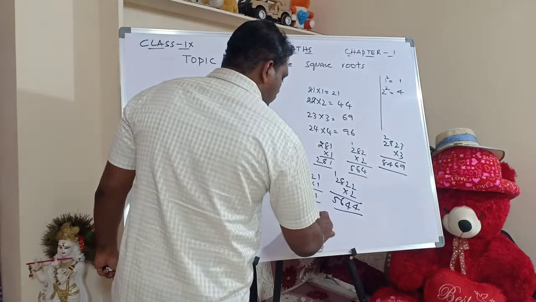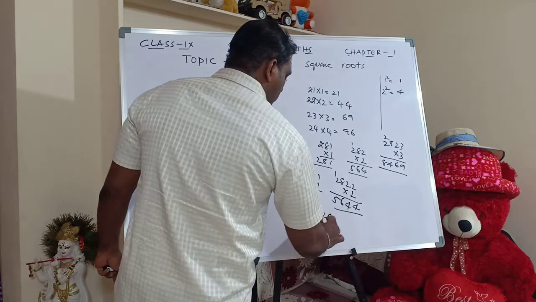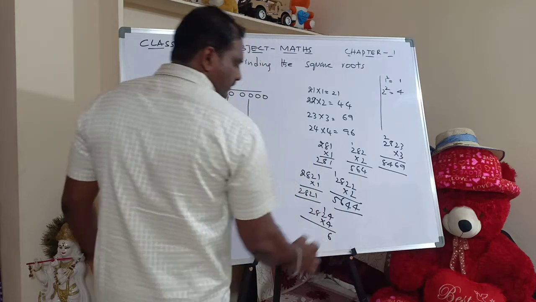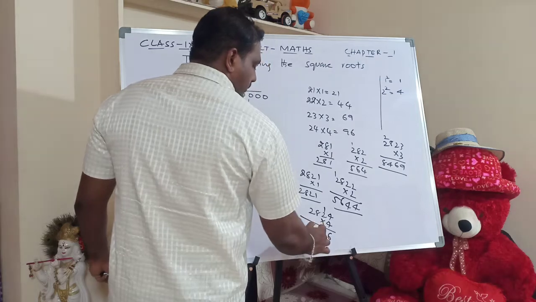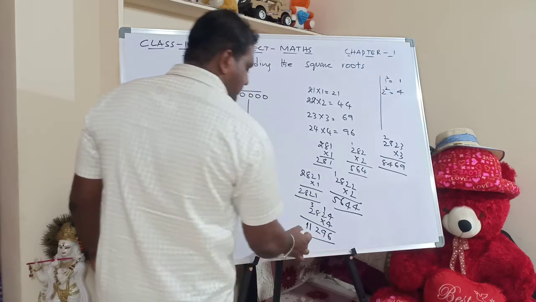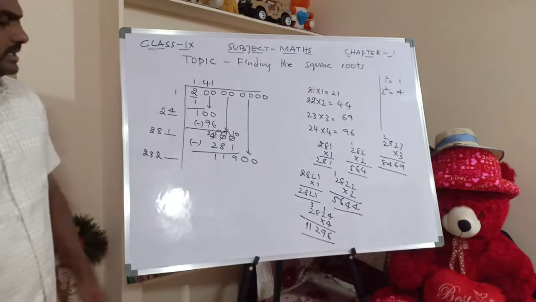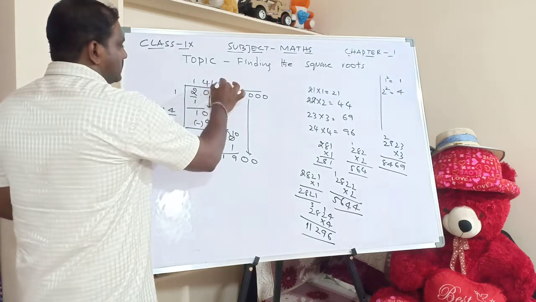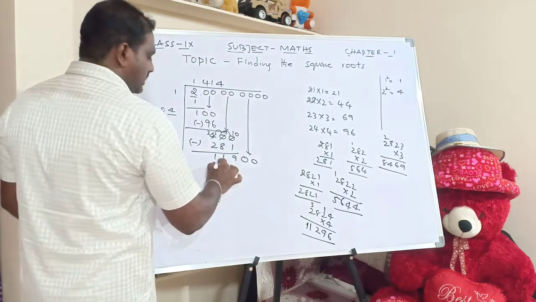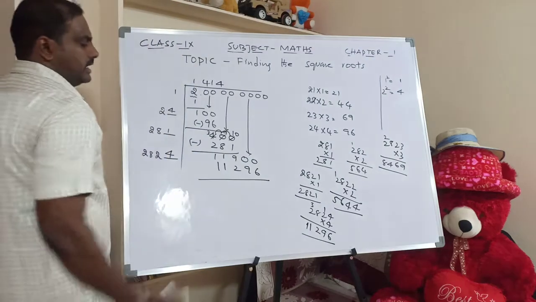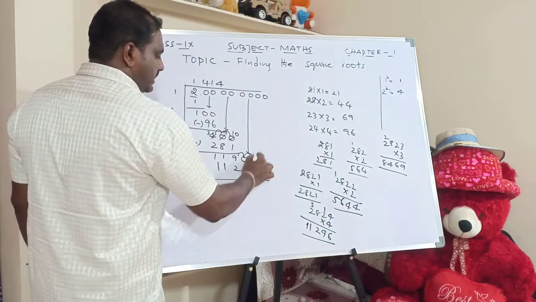So now next, 2, 8, 2, 4 into 4. 4 4s are 16, 4 2s are 8, 9, 4 8s are 32, 4 2s are 8, 9, 10, 11. So I got the nearest number. So how much should I write? I should write 4 here, I should write 4 here, then it is 11,296.